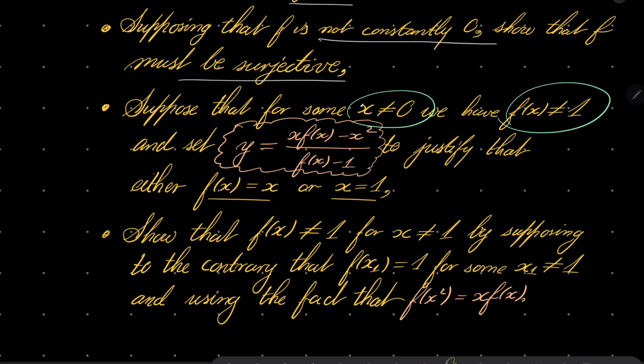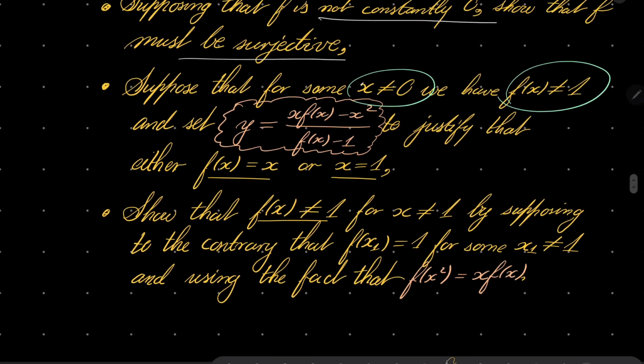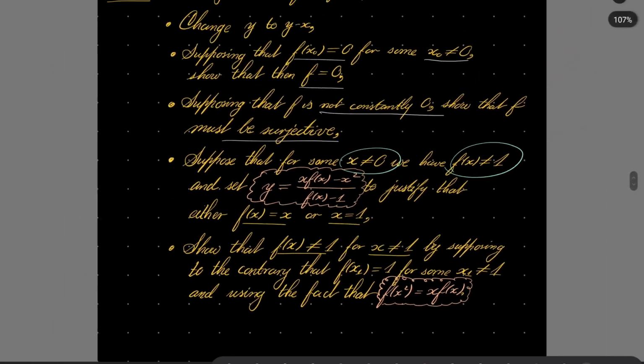condition already. And finally, show that f of x cannot be 1 for arguments which are not equal to 1 by supposing to the contrary that it can, and use the fact which was established previously, and the fact that f of x squared equals x times f of x, which was established in the beginning. So give this problem a try, and I will see you in just a minute.